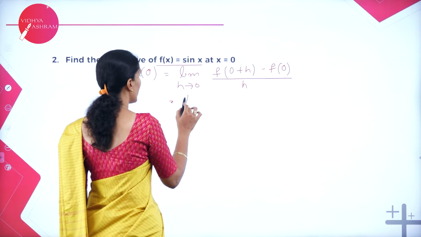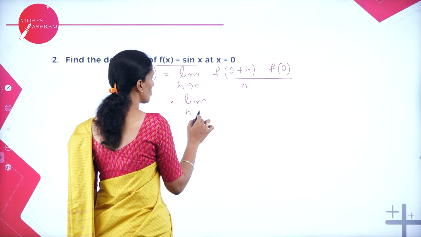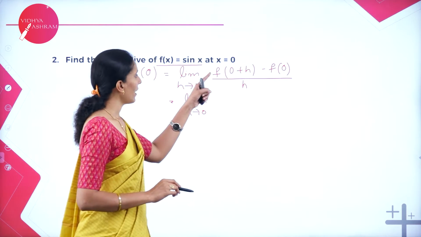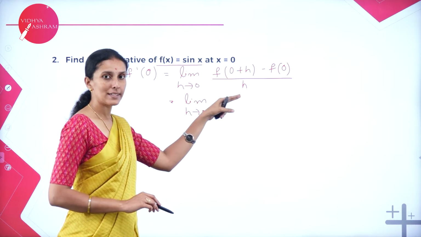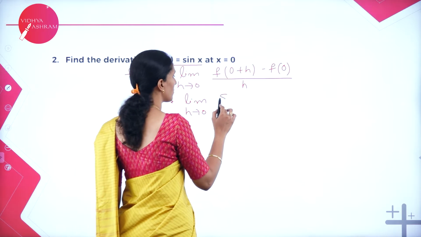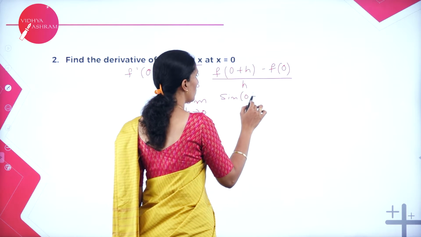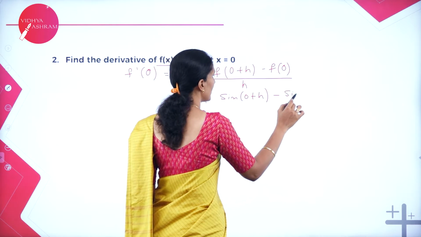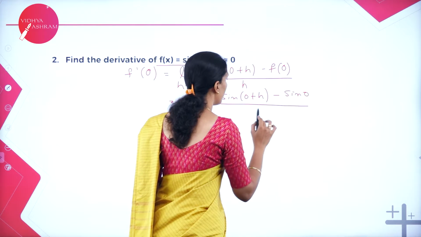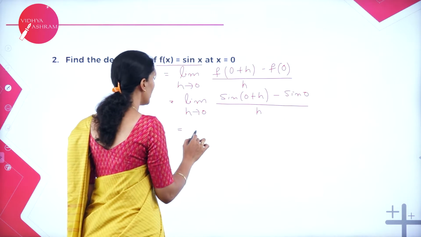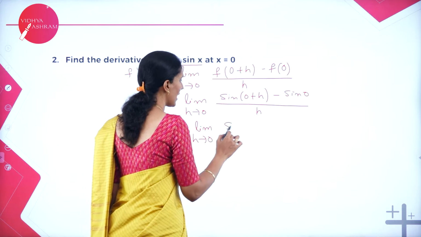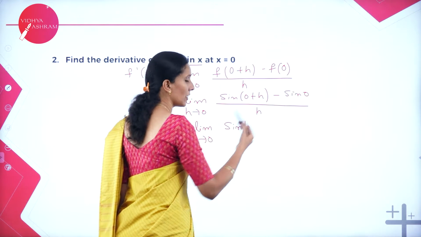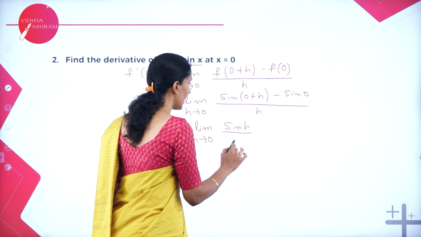So therefore it is limit h tends to 0. Now we have f of 0 plus h. f of x is sin x, so f of 0 plus h is sin of 0 plus h. Sin of 0 plus h, minus sin 0, whole divided by h. Now again here limit h tends to 0. This is sin h, and sin 0 is 0. We have sin h by h.